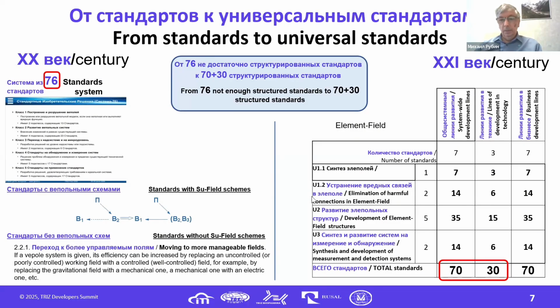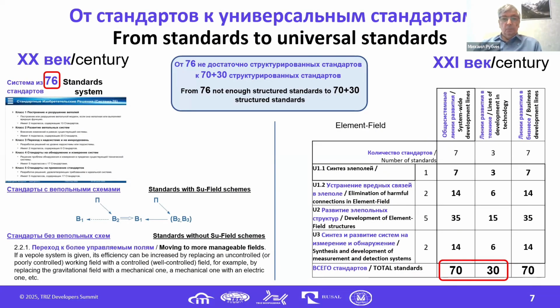So, and again, no one prevents us from having these standards with substances added. So with that, we could use other fields so they can work together with each other. So these standards and the structure of standards changed with this universal system of standards. And now we have this table which was derived of the standards. So we derived the standards with those element field structures, elimination of harmful connections, development of element field structures, and others.